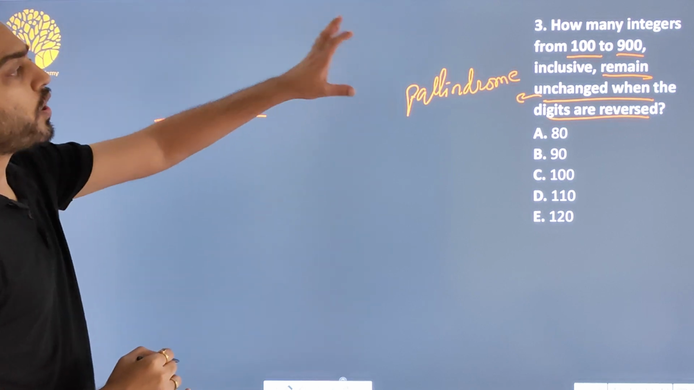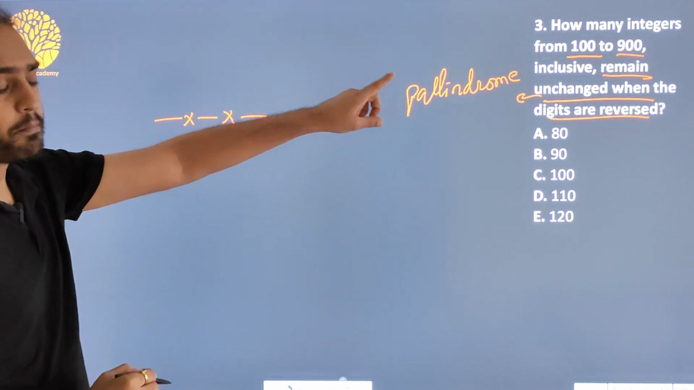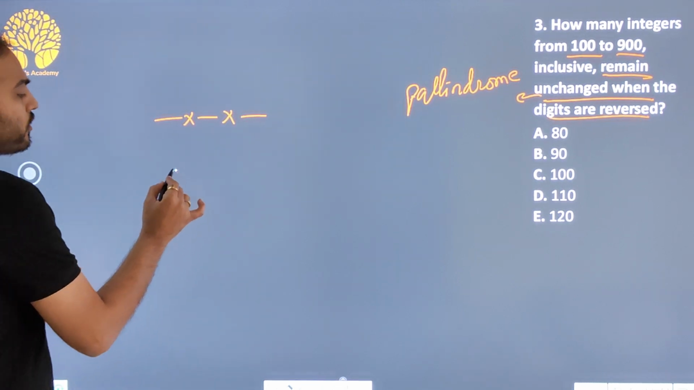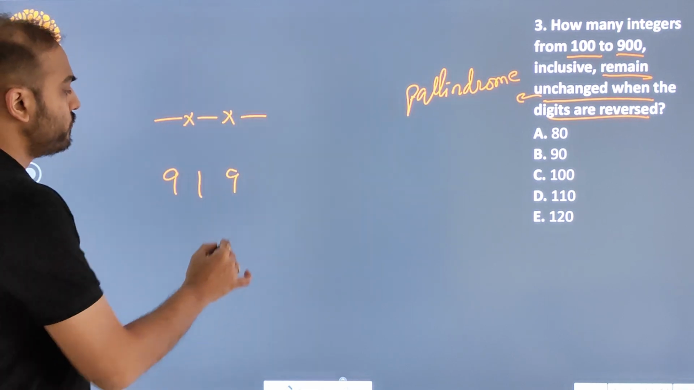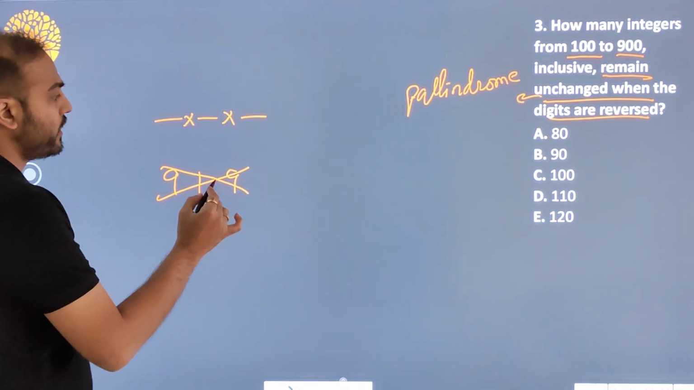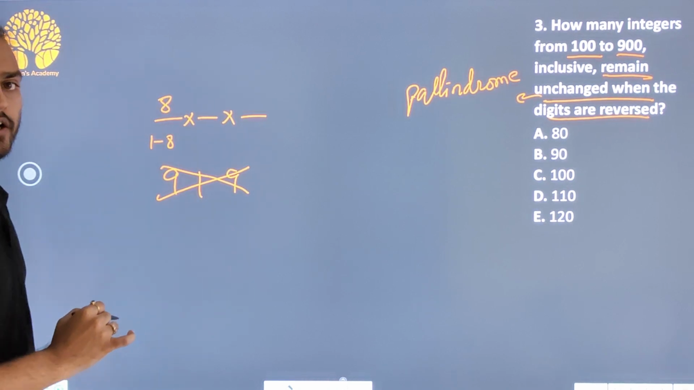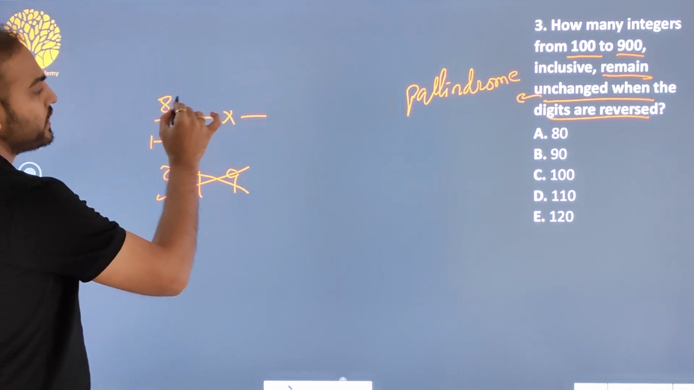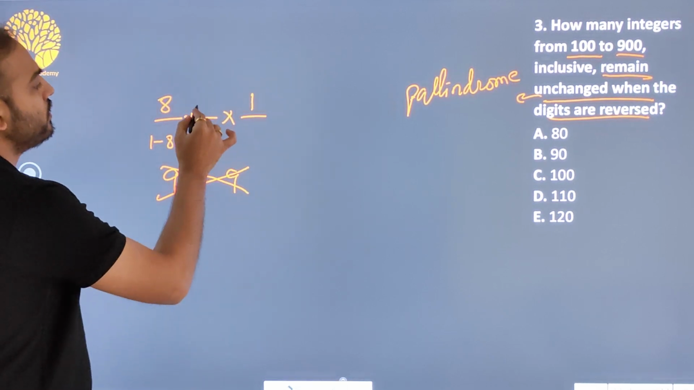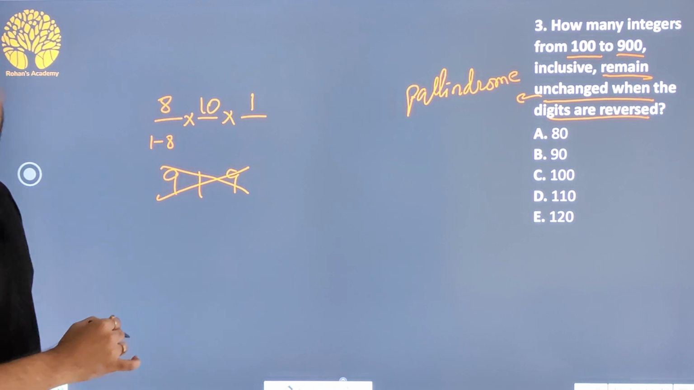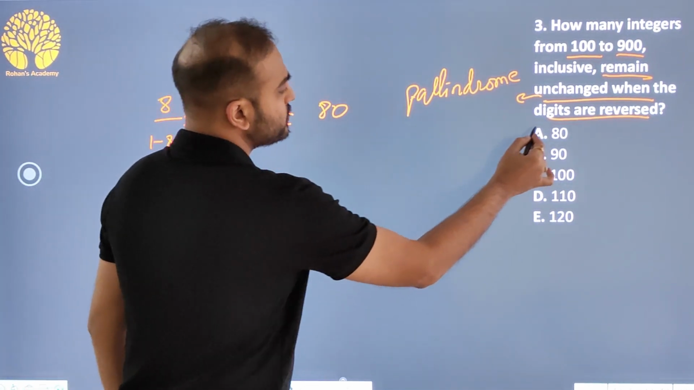Again, what can come in the hundreds place? It has to be between 1 to 8, because 9 can't come. You cannot have 919 because that's greater than 900. So the numbers 1 to 8, anything can come. So 8 options. Whatever comes in hundreds digit comes in units digit because it's a palindrome. Tens digit can be anything. So you have 8 into 10 into 1, 80 options.